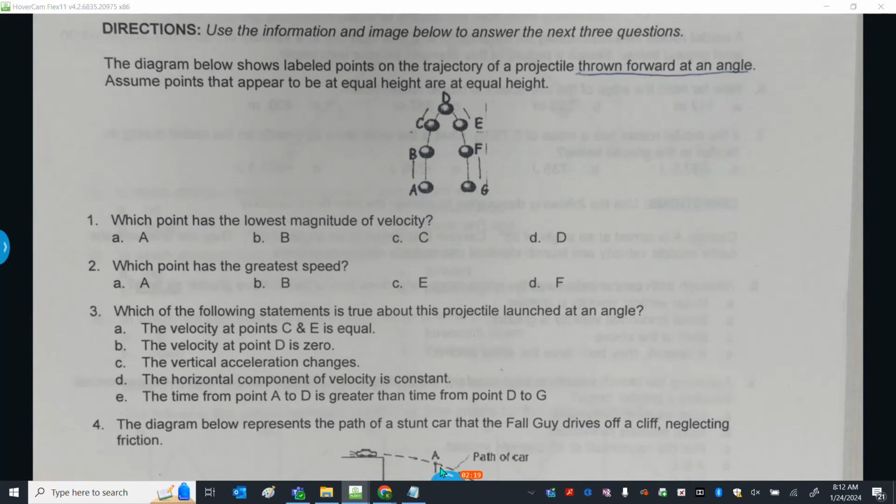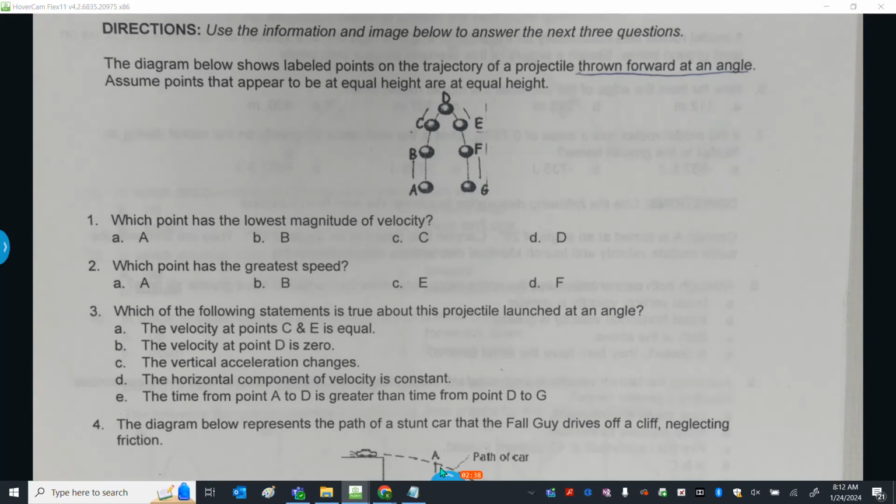Okay, let's go ahead and take a look at number 1. Number 1, nobody missed. Every single person got this question right, at least in my classes. And it says, which point has the lowest magnitude of velocity? Okay, and so basically asking you, hey, where is this thing moving the slowest?